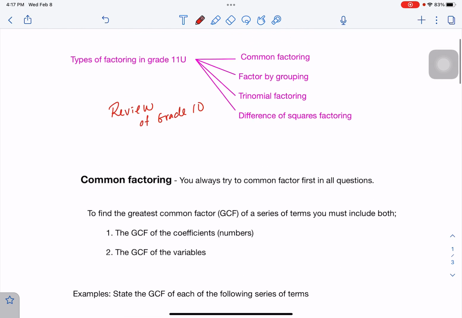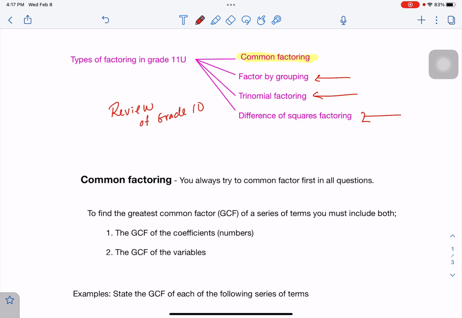So common factoring is what we're going to start with. We're going to start today with common factoring. There's another video after this one on the LMS. You're going to take a look at factor by grouping, and I'm going to move you into trinomial factoring, and by the end of the week we'll be done difference of squares factoring.